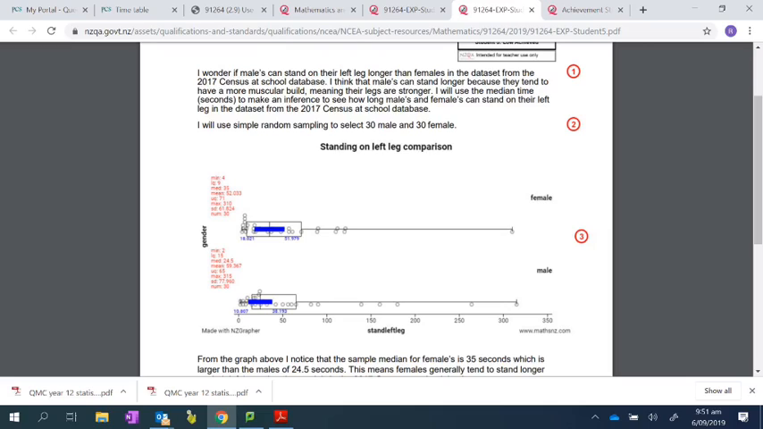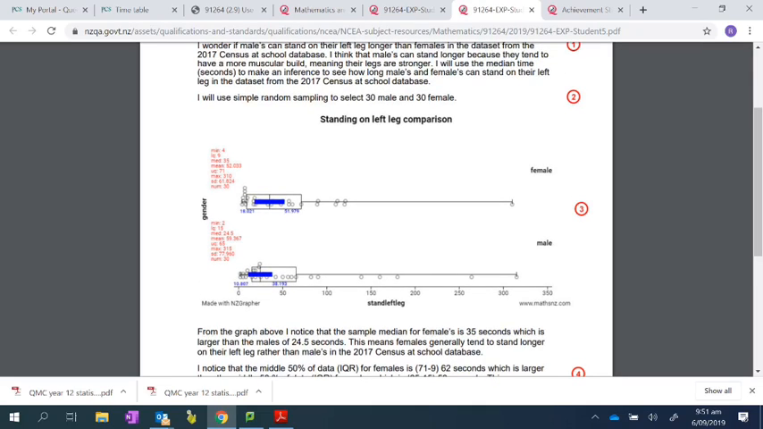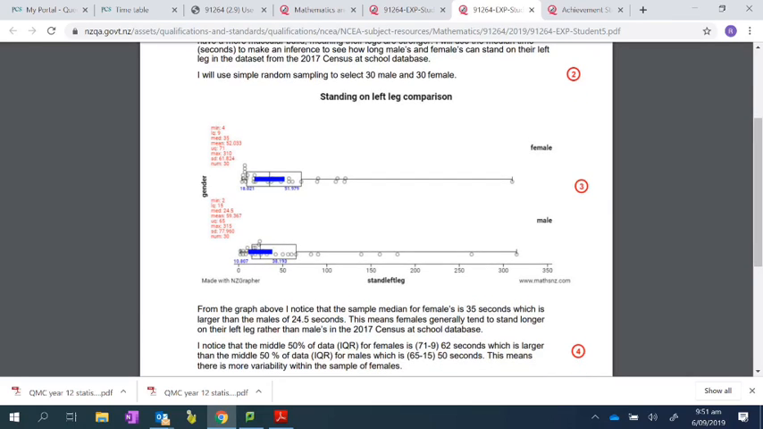Again, the student asked the question, I wonder, right? This time she's talking about being able to stand on one leg longer and makes her prediction. But notice that it's all in the first paragraph. It's just one paragraph with all of that in it, right? Now, she had all the data, but it's just as simple and small as you can get, right? So if you have everything, but you don't elaborate on it or give details, then you can still pass, but not as well. She said, I'll use simple random sampling to select 30 male and 30 female.